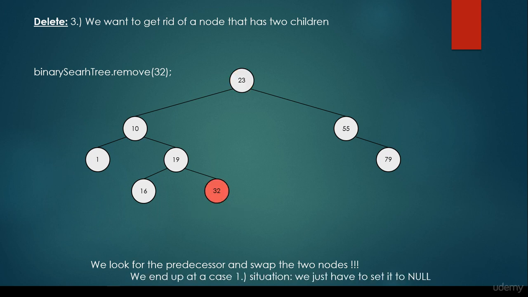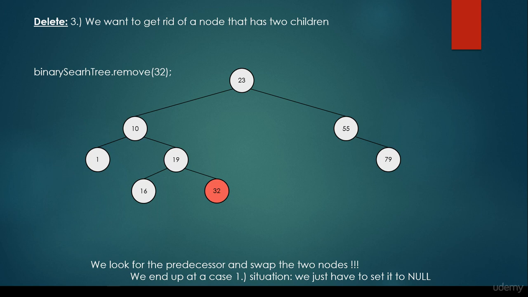So we have to swap them. And okay, why is it good? Because we will end up at case 1 or case 2, when this 32 node in this case doesn't have any children, so it is a leaf node. We know how to get rid of it, we just have to set it to null.